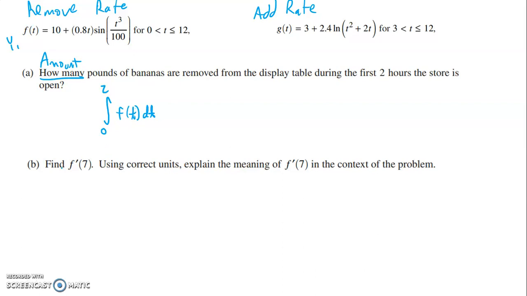All right, find f prime of 7. So f prime of 7 means the derivative. And again, we're going to let our calculator do that for us. So f prime of 7, we're just going to do math 8 on the calculator in a second. The meaning of it, so since f is already a rate, f prime is a rate of a rate. So this is a rate of a rate. And once we get the answer here in a second, we'll explain what it means.